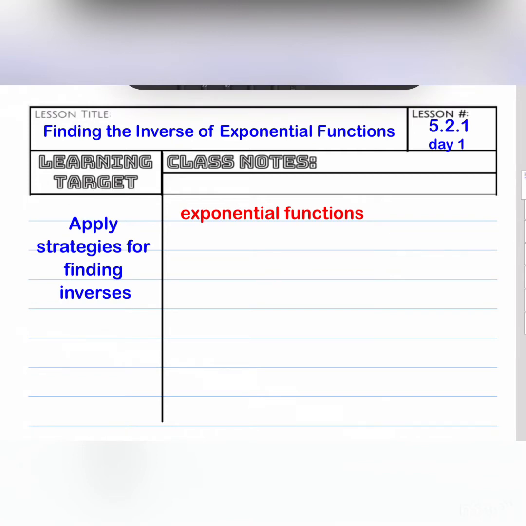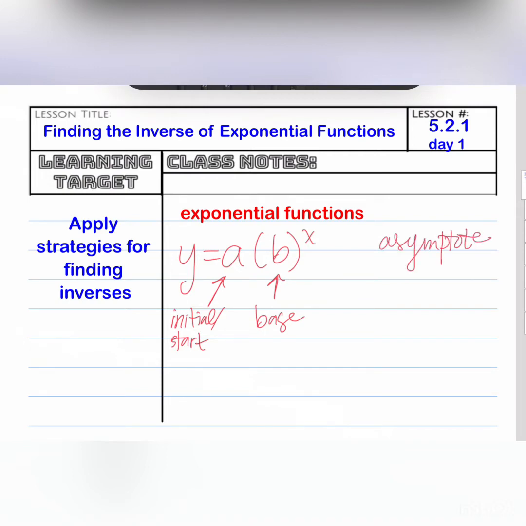Now, exponential functions, we did talk about a little bit in chapter 2. We know that their equation is y equals a times b to the x, where b represents the base, and a represents our initial or our start value. And every exponential function has an asymptote, which is the horizontal line y equals 0.